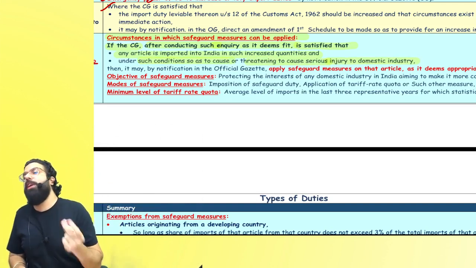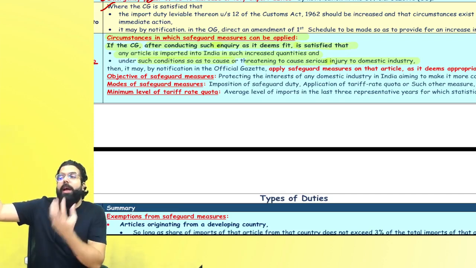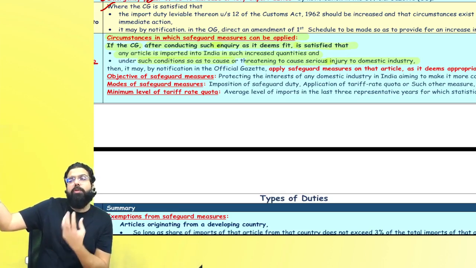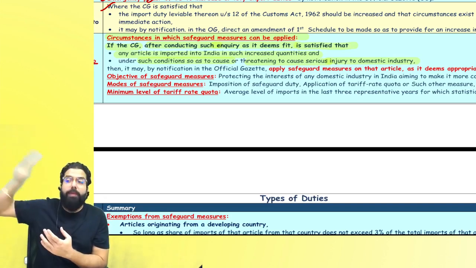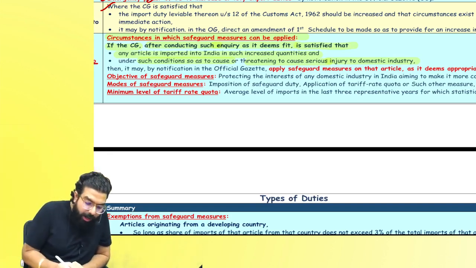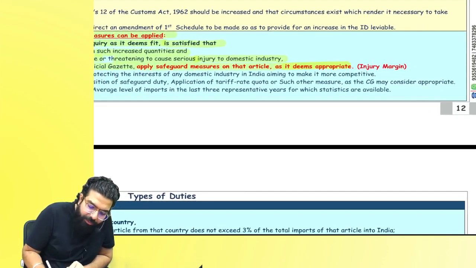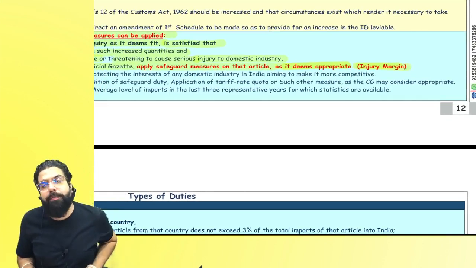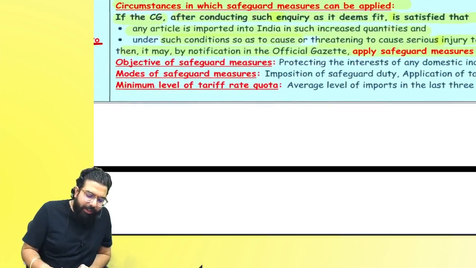Always remember, causal link has to be established. What is the cause? The cause is increased quantity coming into India, and because of the increased quantity, the injury is happening to the domestic industry. To protect the domestic industry, government will say increased quantity we have to stop, and to stop that we will implement safeguard measures, right everyone? Then it may by notification apply safeguard measure to that article as it deems fit. Basically, whatever the injury margin is, that much safeguard duty is charged. Sometimes instead of duty, they implement other safeguard measures also.